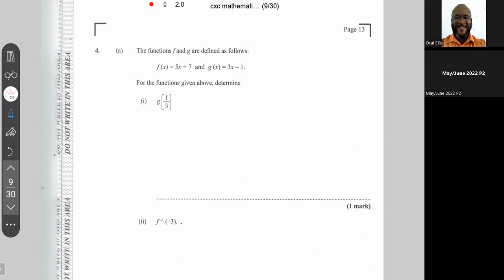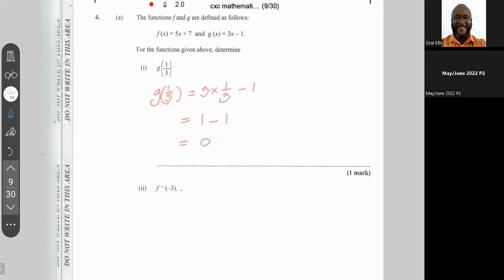Now, if you have g of x and you want to find g of 1/3, you're going to simply replace x in g of x with 1/3. So g of 1/3 would be equal to 3 times 1/3 minus 1. So 3 times 1/3 is 1, minus 1. G of 1/3 is 0.